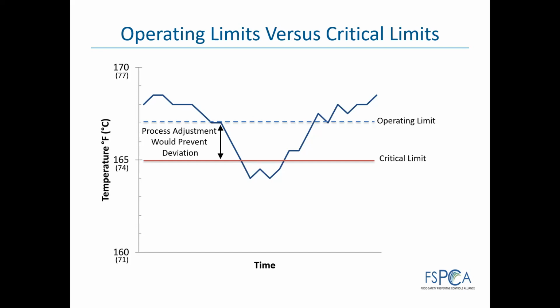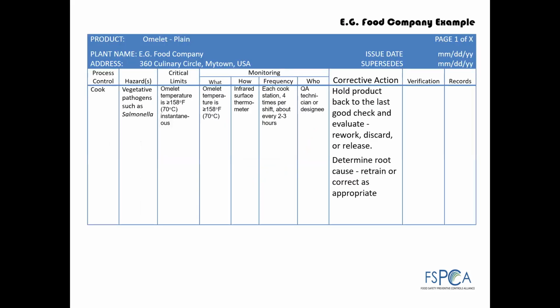We mentioned the corrective action procedure. We don't want to get to that. That's the reason the operational limits have to be done. There is an advantage to that. However, if the temperature has dropped below 165 degrees Fahrenheit, 74 degrees Celsius, that means the corrective action is required. So let's fill the table at the end. The corrective action: hold the product back to the last good check and evaluate. Rework, discard, or release, well documented. Determine root cause, retrain, or correct as appropriate.